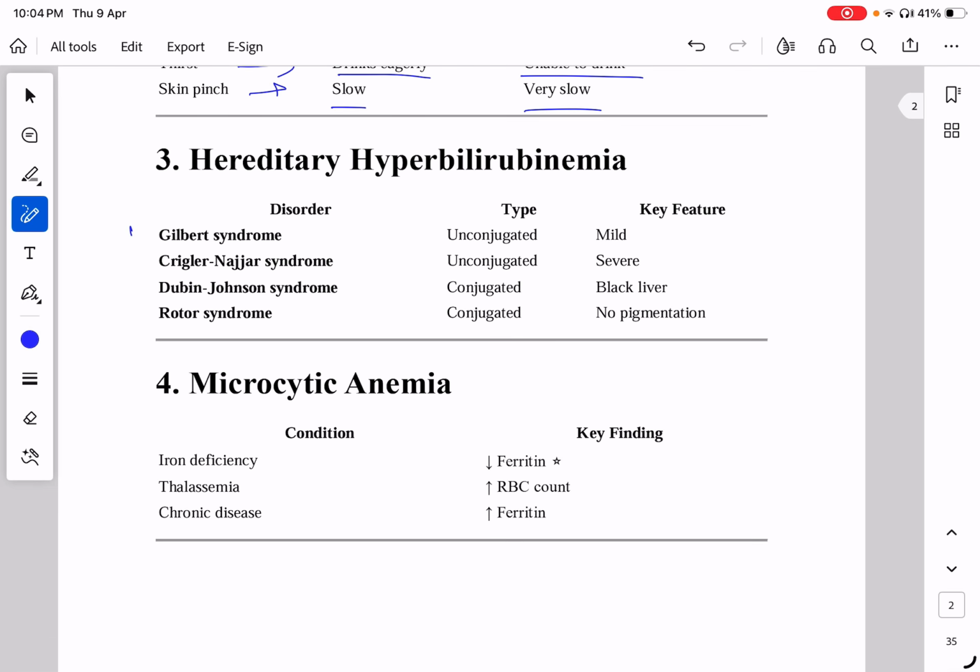Hereditary hyperbilirubinemia is mainly of four types: Gilbert syndrome, Crigler-Najjar syndrome. These two are of unconjugated type, and Gilbert is mild while Crigler-Najjar is severe. Dubin-Johnson and Rotor syndrome are of conjugated type, with black liver in Dubin-Johnson syndrome and no pigmentation in Rotor syndrome.